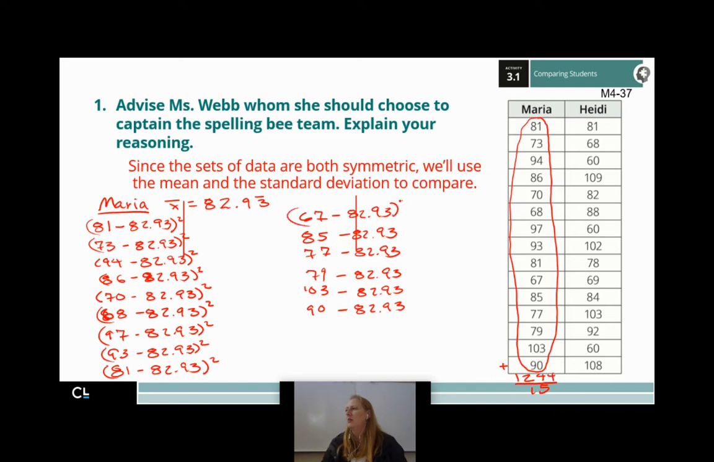And again, once we subtract, each of these is going to get squared. Always watch out for rounding errors as well, guys. Keep things in your calculator for as long as you can. You'll be grateful you did that. Always a good thing.